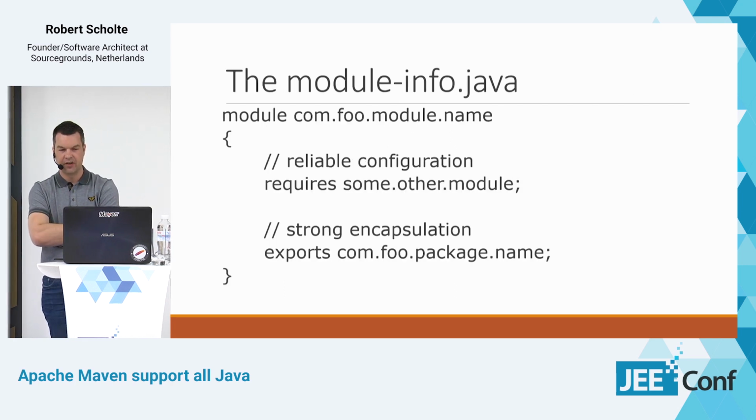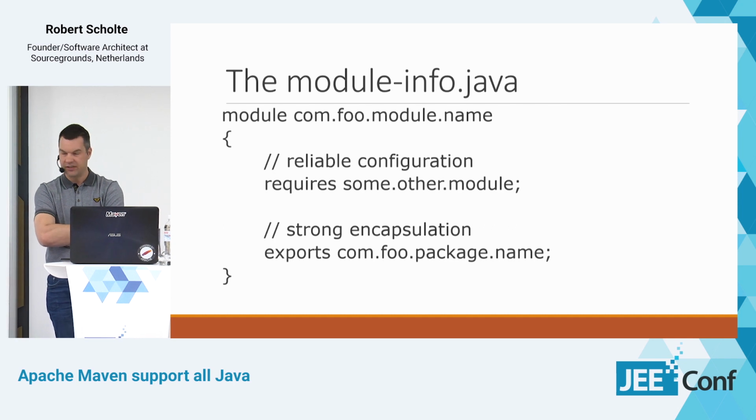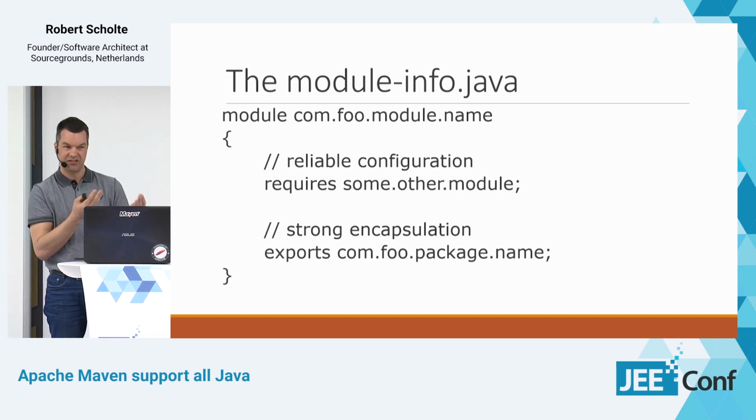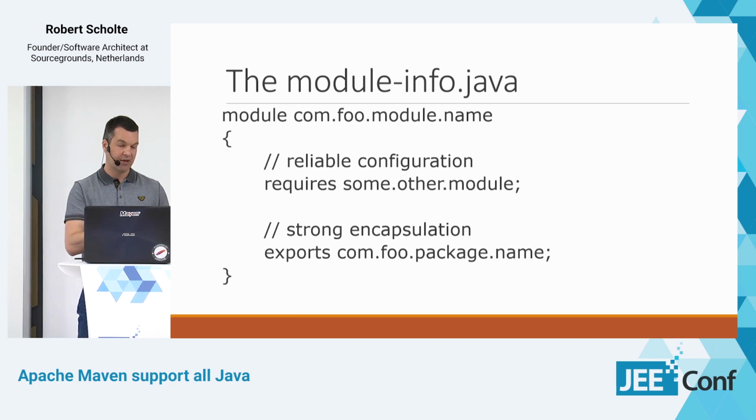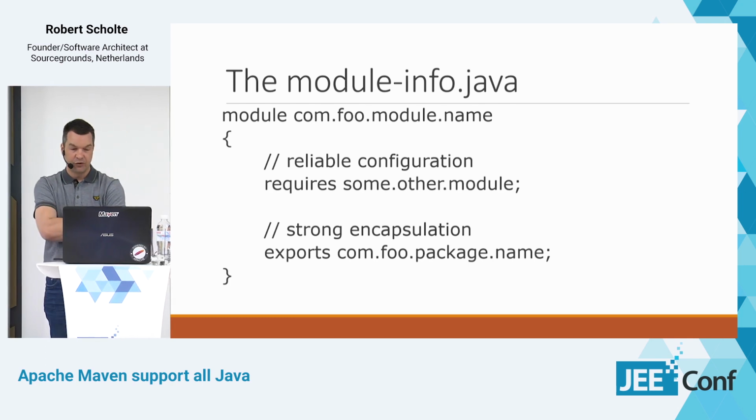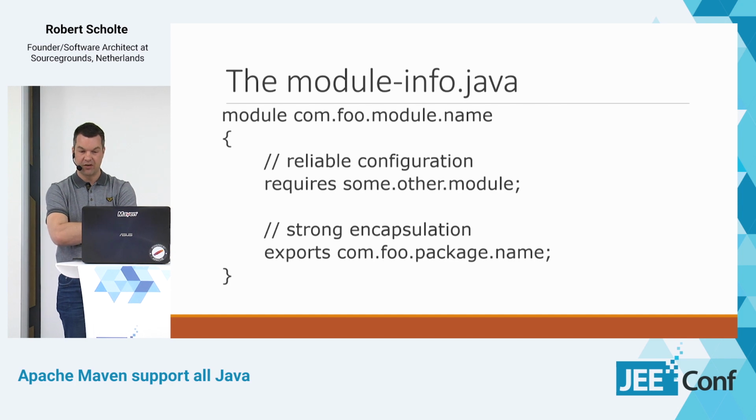So if you take a look at the module descriptor, this is a very short one just to explain how it works. So every module has a name, and with the requires you can specify which modules you depend on, and you can see some similarity between modules, Java modules, and Maven dependencies. And you can have strong encapsulation by saying, okay, these packages are exported and are visible to other jars as well.